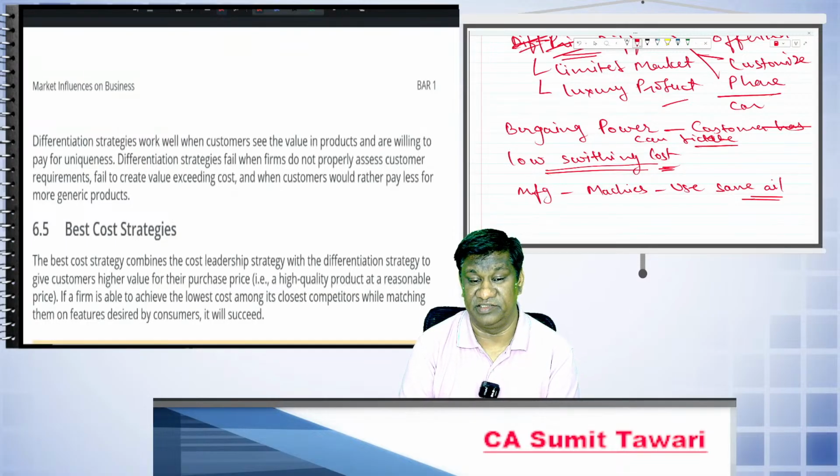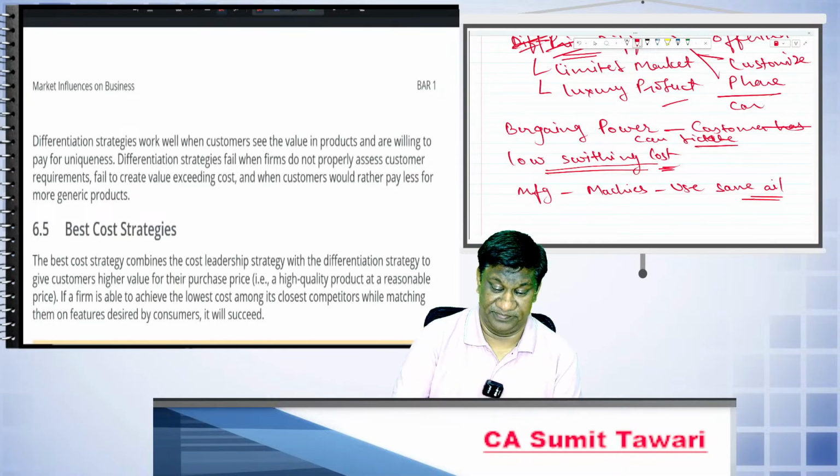But if it is a daily needs item, where the customer is not willing to pay the premium, then you need to focus on cost leadership.